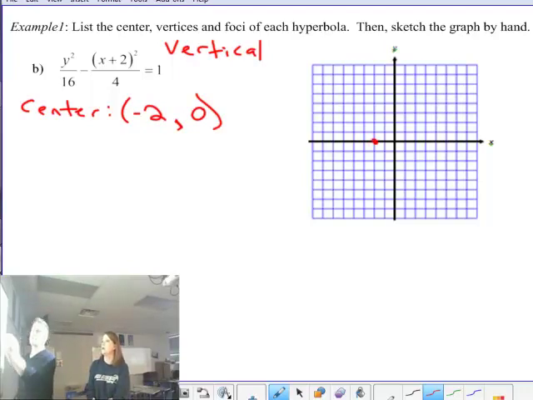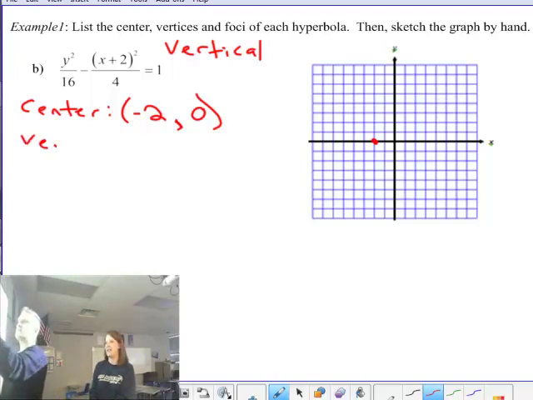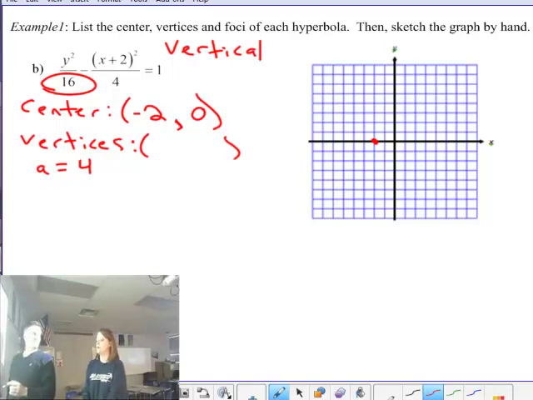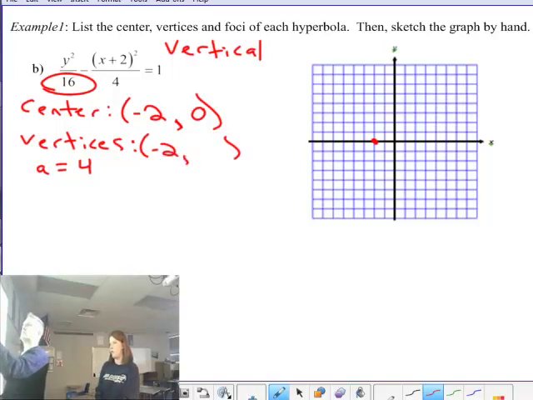All right. Vertices. So if I'm going to do vertices, I need A, correct? A, yes. Well, A is it bigger or first? It's always first. A is first. So the square root of 16 is 4. So my vertices are 4 units away from my center. Now, I'm shifting vertically, so the Y coordinate changes. So how about negative 2, comma 4? And negative 2, negative 4.